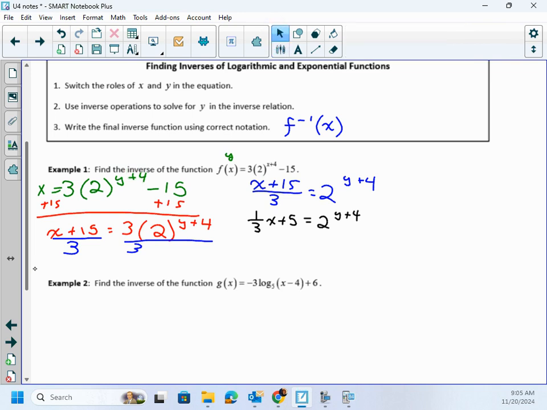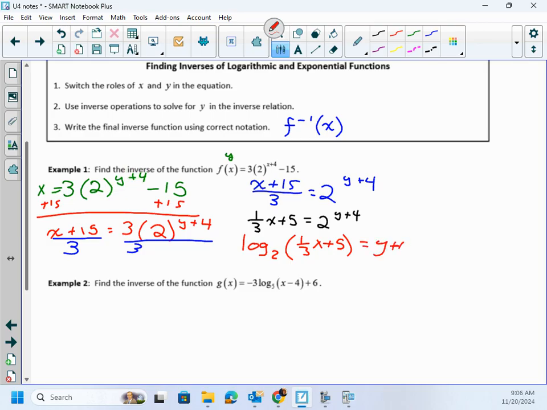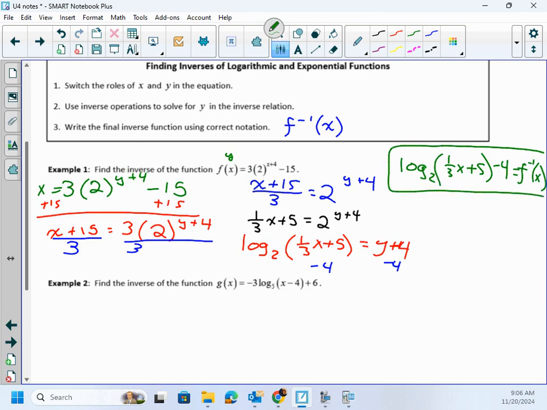But now, because the 2 is by itself, you are going to put it into log form. So I'm going from an exponential to a log. So log base 2 of 1/3 x plus 5, or x plus 15 over 3, equals y plus 4. My last step is to subtract 4. So I have log base 2 of 1/3 x plus 5, minus 4, equals, and this is f to the negative 1 of x. There's my final answer.